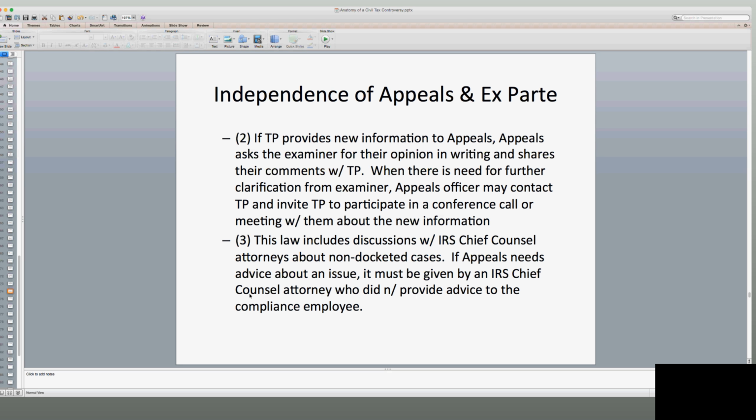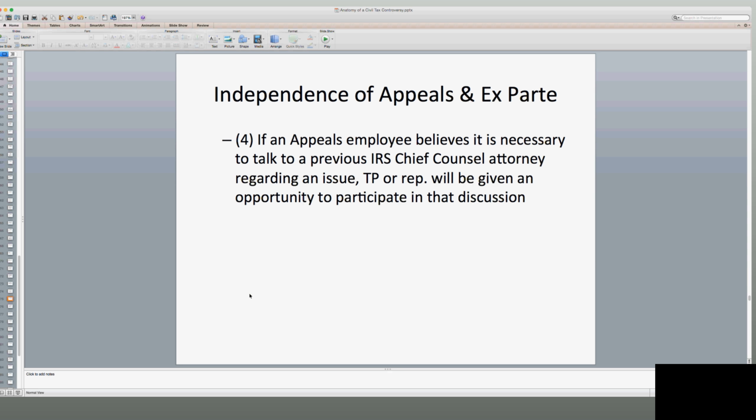If an examiner has had a discussion with an IRS chief counsel attorney, it is imperative to understand that the appeals officer, if he or she needs advice about an issue and needs to consult chief counsel, cannot consult the same IRS chief counsel attorney that the examiner consulted with during the exam. They have to go to a different chief counsel attorney. If an appeals employee believes it's necessary to talk to a previous IRS chief counsel attorney regarding an issue, the taxpayer or his or her representative must be given an opportunity to participate in that discussion.